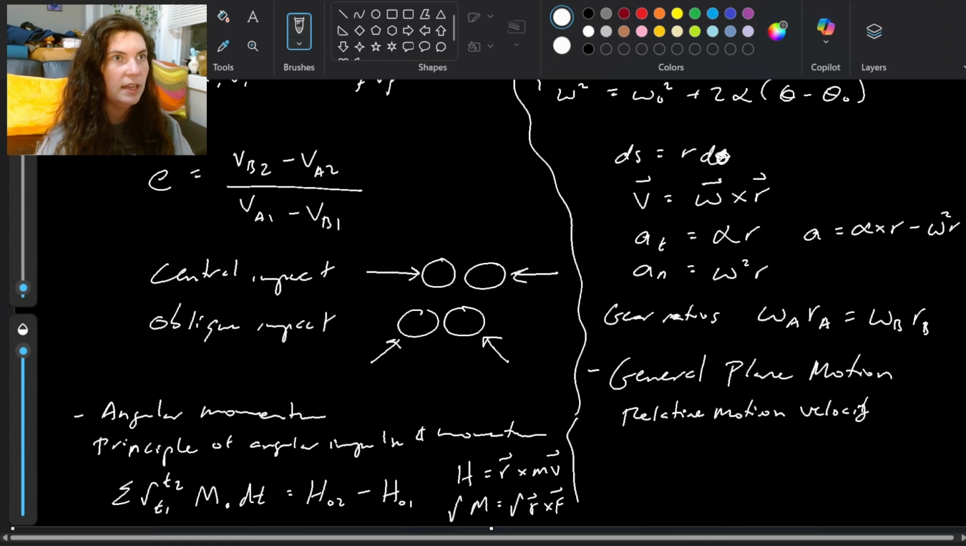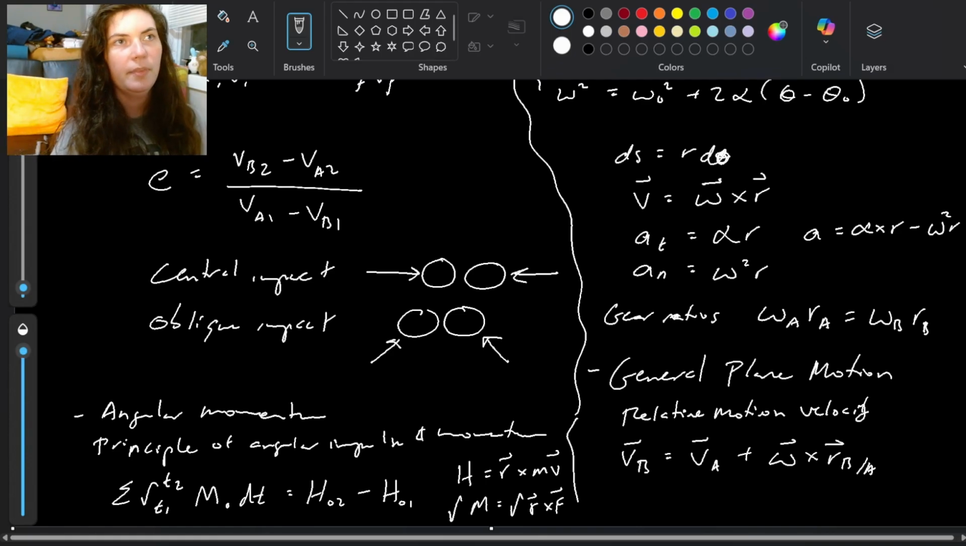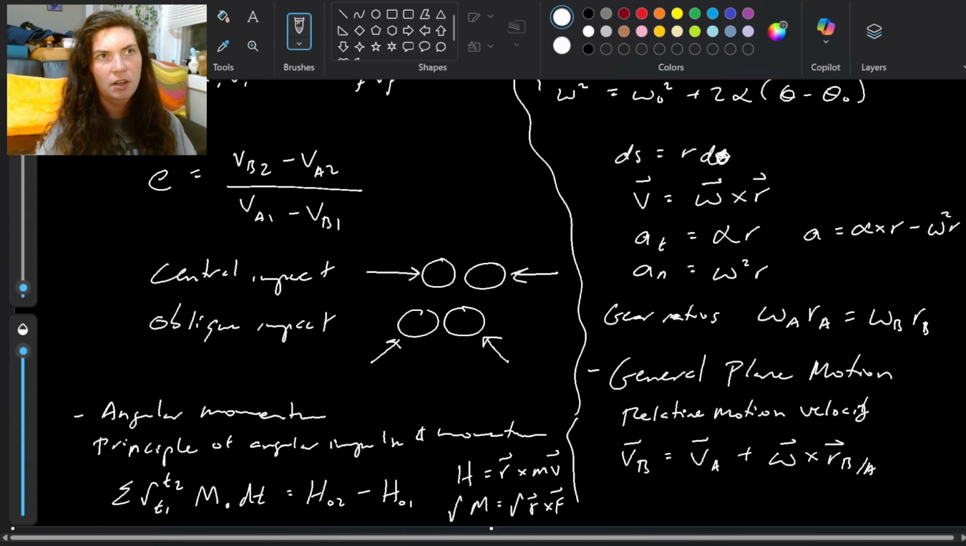And we did that with this: VB equals VA plus omega cross RB with respect to A. And so we split everything up into vector form. We found this relationship, and then we were able to solve for angular velocity or velocity of B by breaking this up into Cartesian form, breaking out the i's and the j's separately as two equations, and then solving.